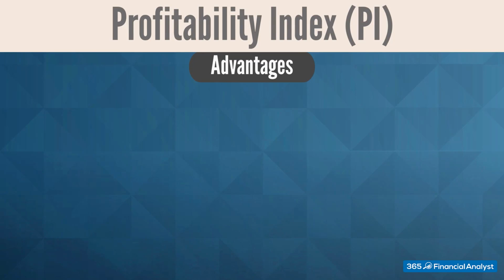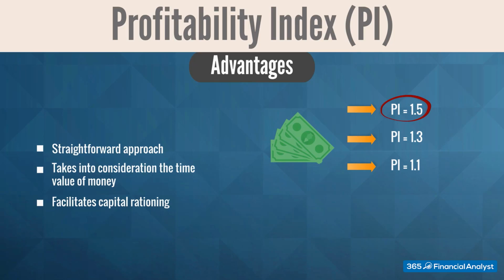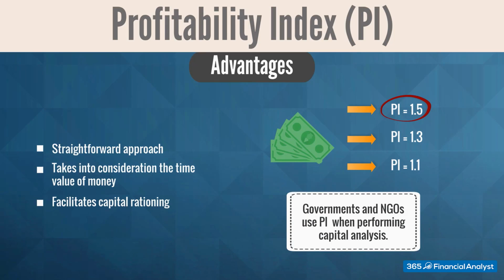As we saw earlier, this is a quite straightforward approach that is easy to understand and communicate. Since it's closely related to the NPV rule, this measure accounts for the time value of money and in most cases results in decisions which are consistent with the IRR and the NPV. In addition, the profitability index is often used as a guide in capital rationing. When capital is scarce, it makes sense to allocate it to the projects with the highest PI, as it measures the value created per dollar invested. That's why governments and NGOs use this index when performing capital analysis. They would like to use their limited funding in the most effective way.